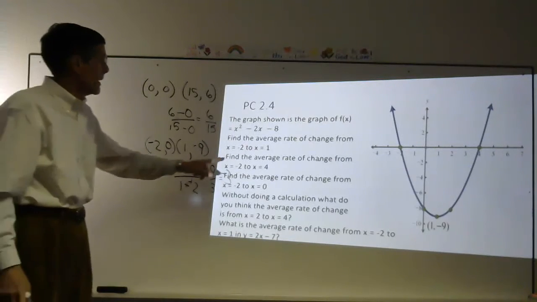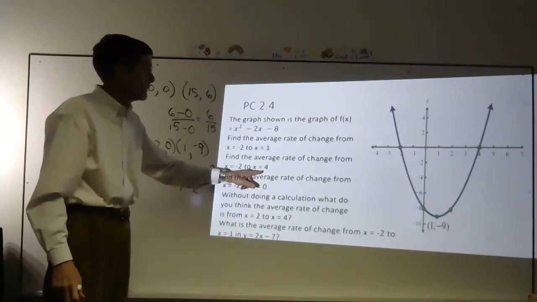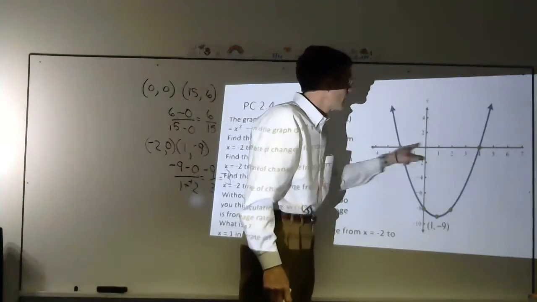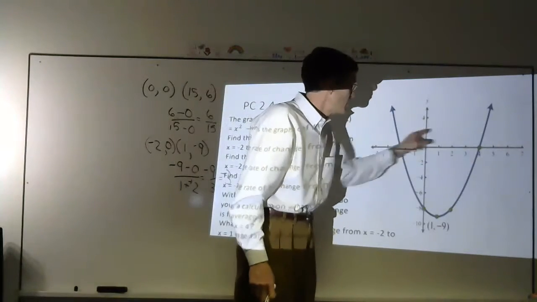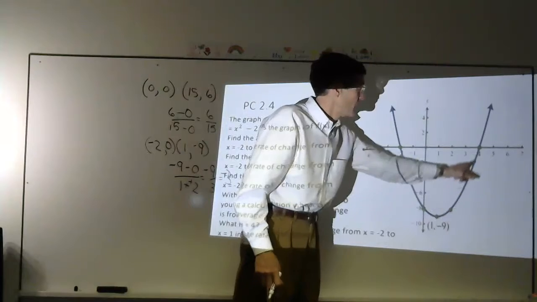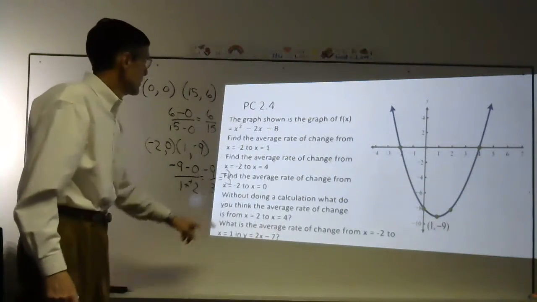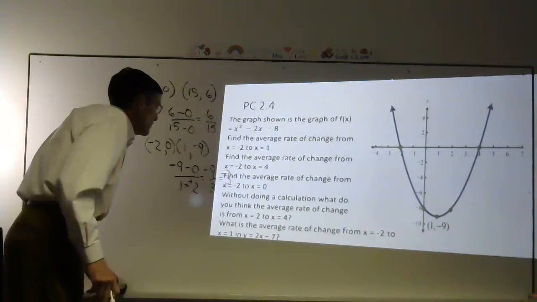Okay? How about from -2 to 4? Well, just look at the picture. From -2 to 4. The rate of change, we have all this negative. This would be positive. Rate of change is 0. How about from -2 to 0?